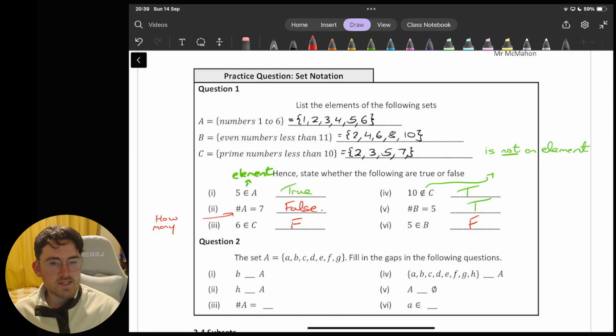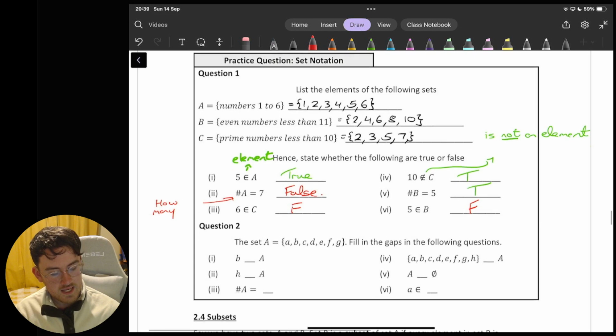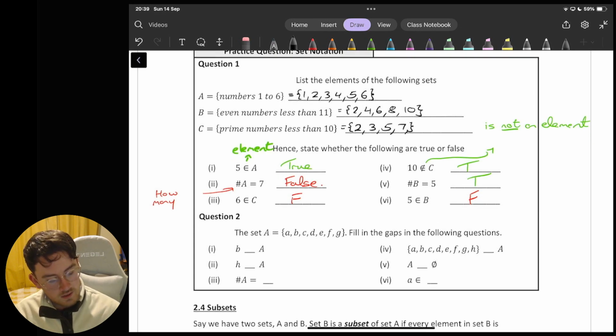So looking at question 2, we're kind of doing the opposite. We're filling in the gaps and putting in the appropriate symbol. So the set A is A, B, C, D, E, F, G. Fill in the gaps of the following questions. So the first one, B something A. When I look at it there, I see that B is in the set A, so I want to say it is in the set, and the symbol for that is the symbol element.